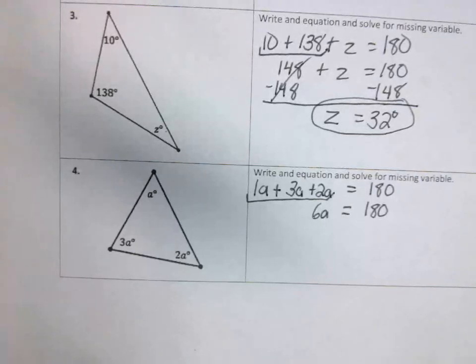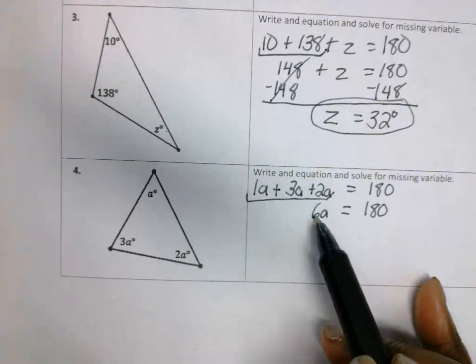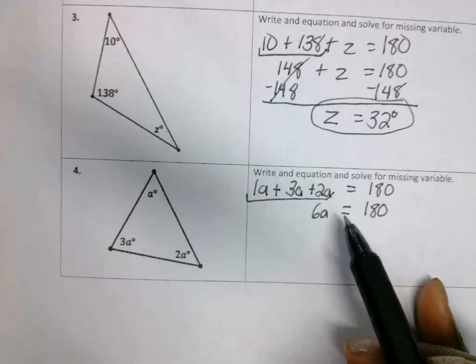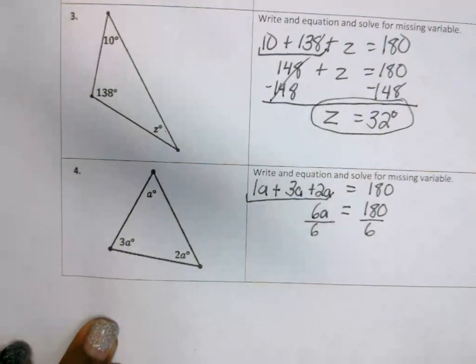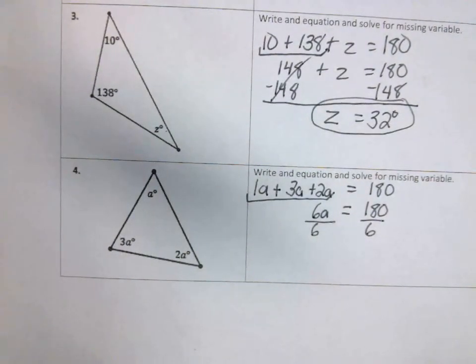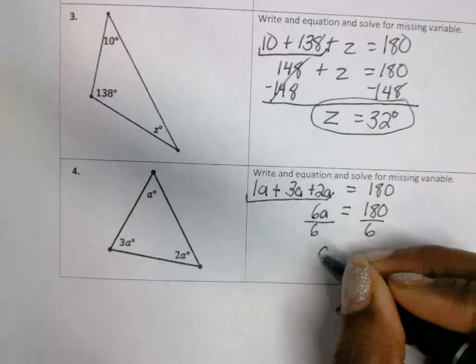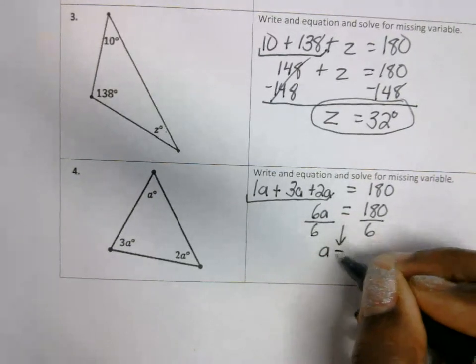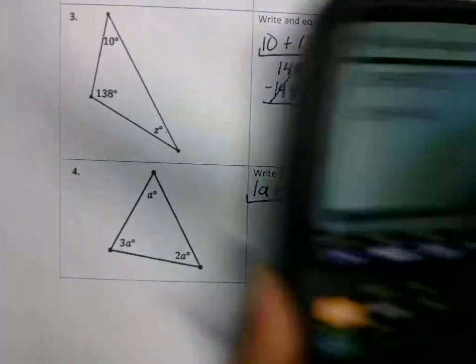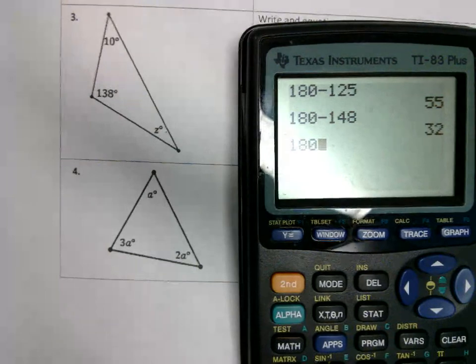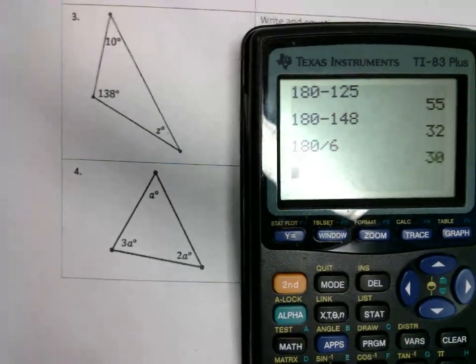So now you have to get rid of the 6. What operation is automatically between a number, the coefficient, and a variable? It is multiplication. What's the inverse of multiplication? Division. So we're going to divide by 6 to get rid of the 6. 6 divided by 6 is what? It's 1. So we get 1A or just A. Bring down your equal sign. 180 divided by 6 is 30.